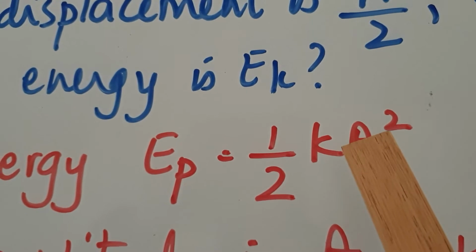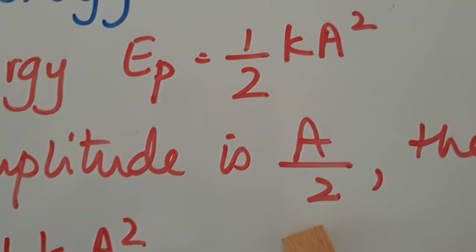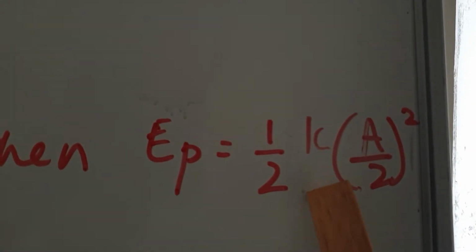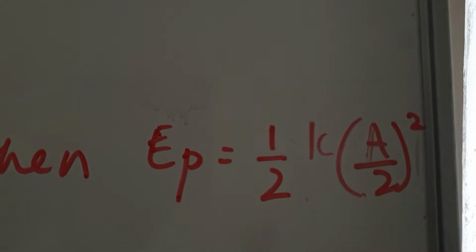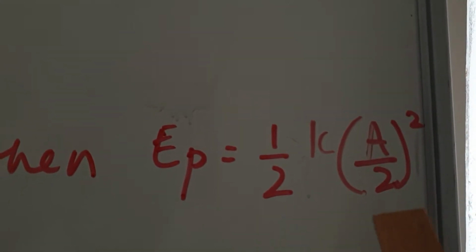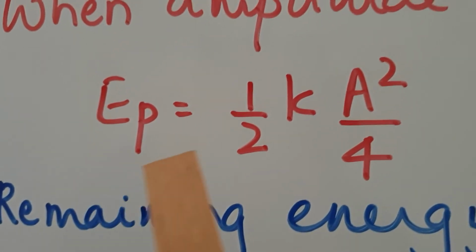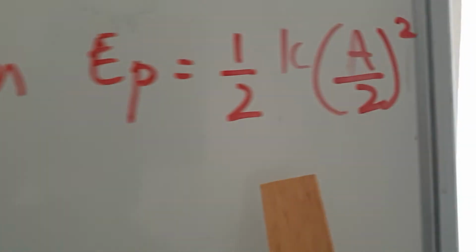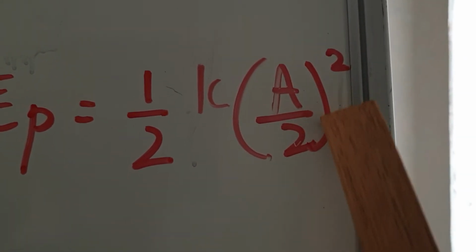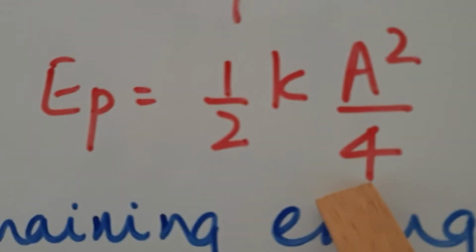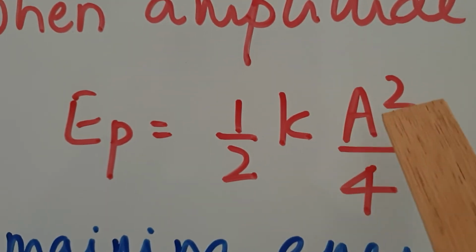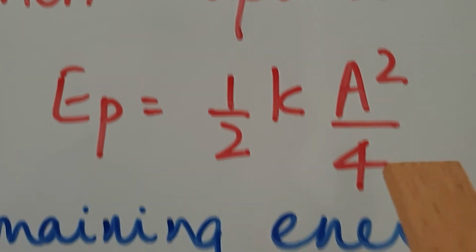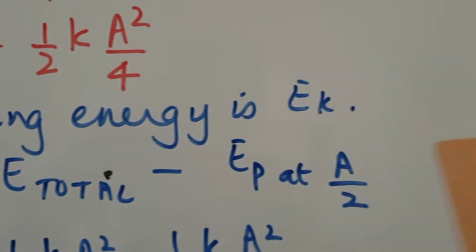Okay. Now, when the displacement is half the amplitude, the elastic potential energy it has is half K, and instead of A, I've got A over 2. Because your amplitude is squared, you end up with EP is half K A squared over 4. Okay, why do I get A squared over 4? Because A over 2 whole squared is A squared over 4. All right, so at half the amplitude, the amount of elastic potential energy is so much. That means the remaining is kinetic energy. So the remaining energy is kinetic.